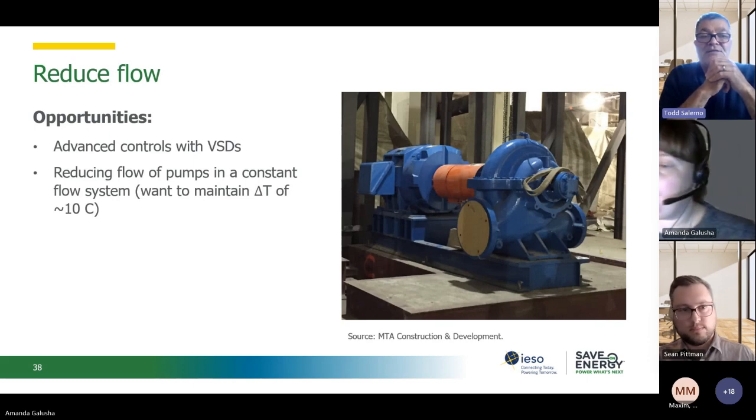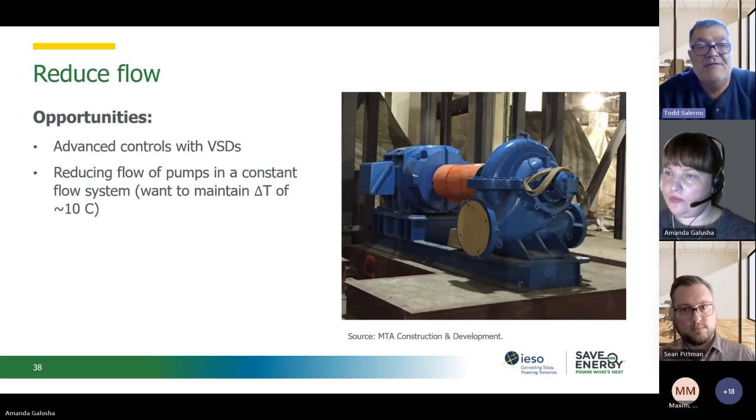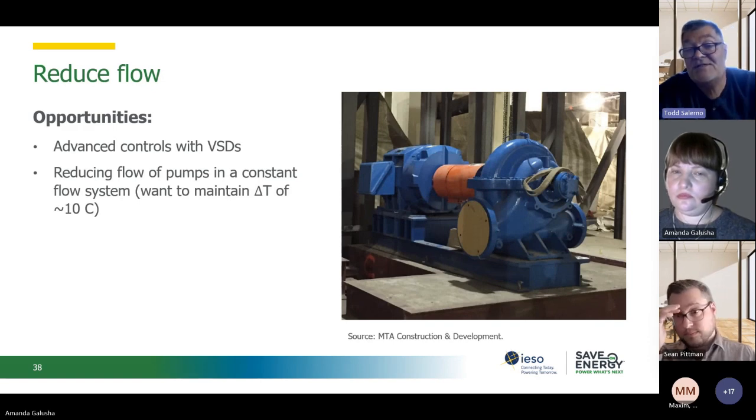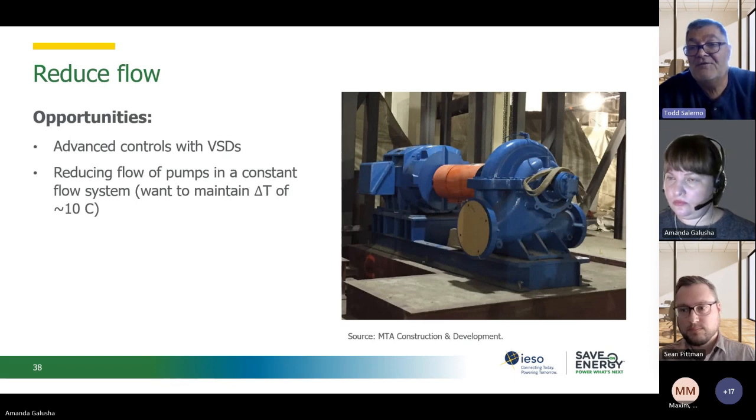So that's really what the reduced flow opportunity presents. If you run into that situation when you have an oversized chiller, it happens a lot, and they're pumping water through at a certain flow and you've got a very low delta T, it gives you an opportunity to slow the amount of flow down and save energy as well.